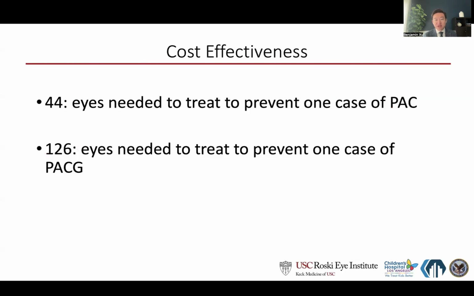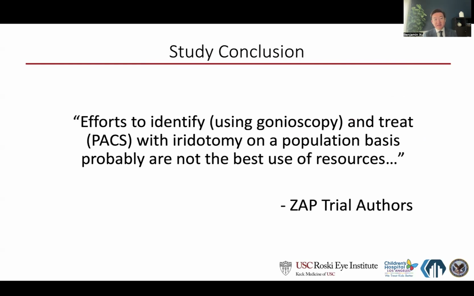The authors of the ZAP trial performed a cost-effectiveness analysis and determined that 44 PACS eyes needed to be treated to prevent one case of PAC, and 126 PACS eyes needed to be treated to prevent one case of PACG. These findings led the authors of the ZAP trial to conclude that efforts to identify and treat with iridotomy on a population basis probably are not the best use of resources.